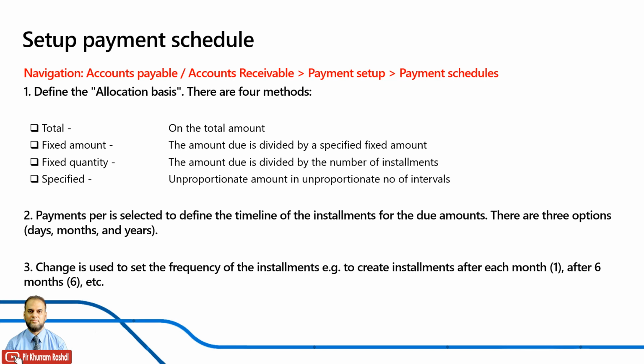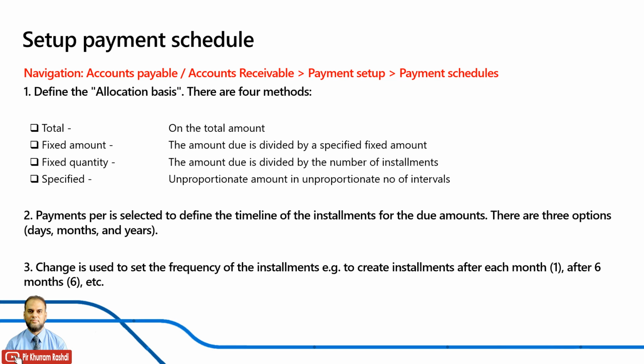So change by 1 means there will be 10 quantities, so it will be split into 1,000 each in the example of the 10,000 total amount. Also, specified means when you have a custom installment schedule, where the amounts are not matching and are disproportionate, then you can define specific amounts for each installment.